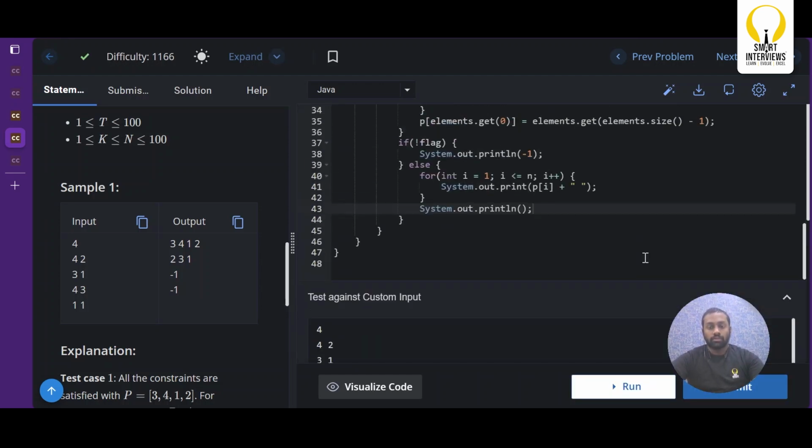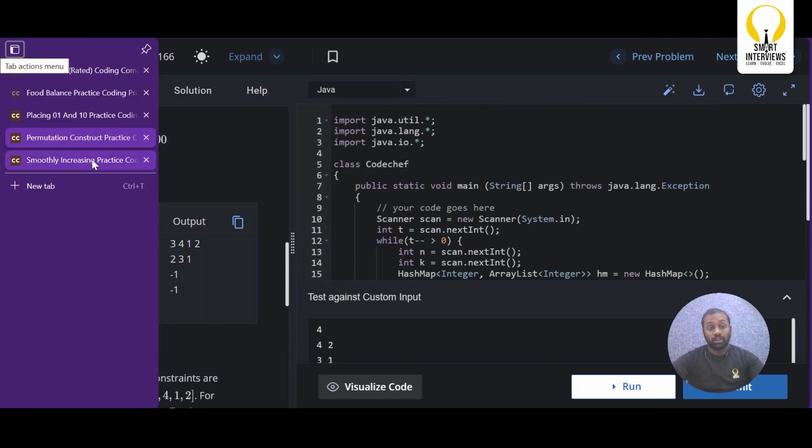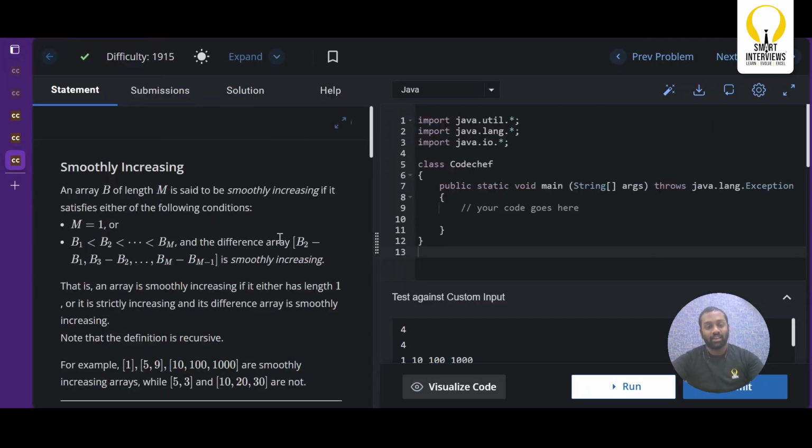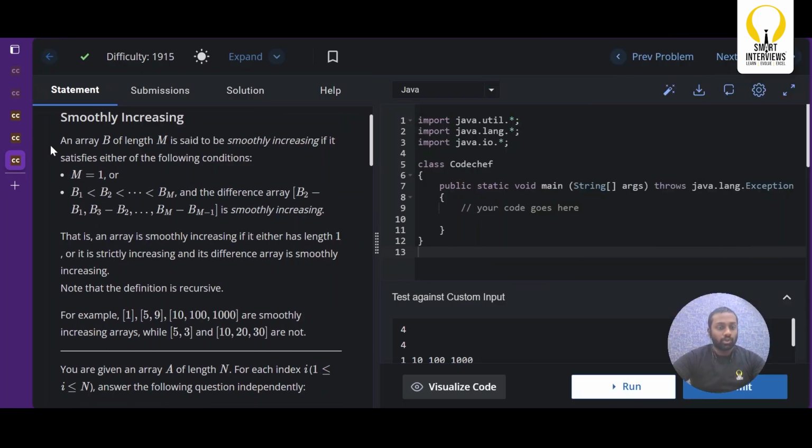All right, that's it for the last but one question. And now finally coming to the last question. The last question is smoothly increasing array.